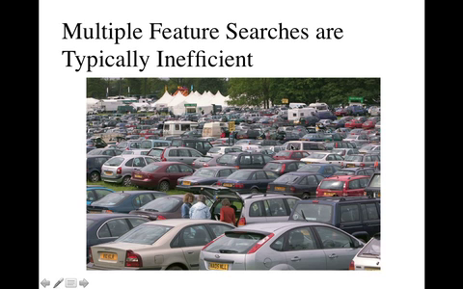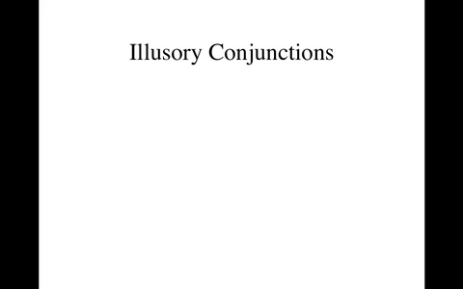And this is why it's hard to find your car in a crowded parking lot, because you usually need to do a conjunction search. Cars have similar shapes. Maybe your car has one different shape, but other cars have that same shape. And then you have to find the conjunction of shape and color in order to identify your car. And that requires serially searching through all of the different cars. So it's highly inefficient.